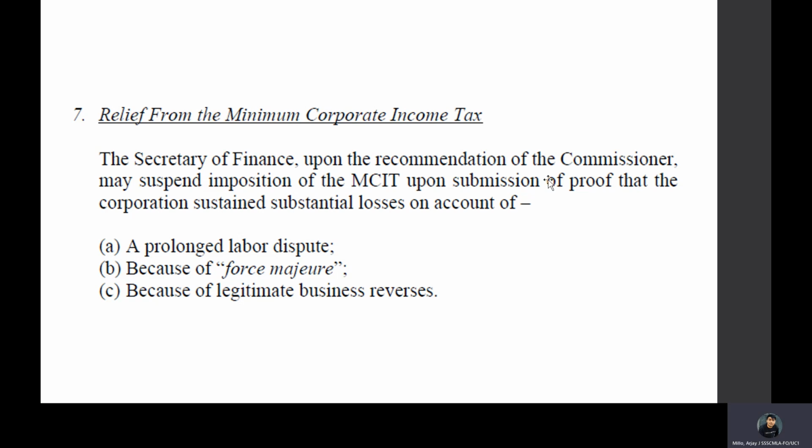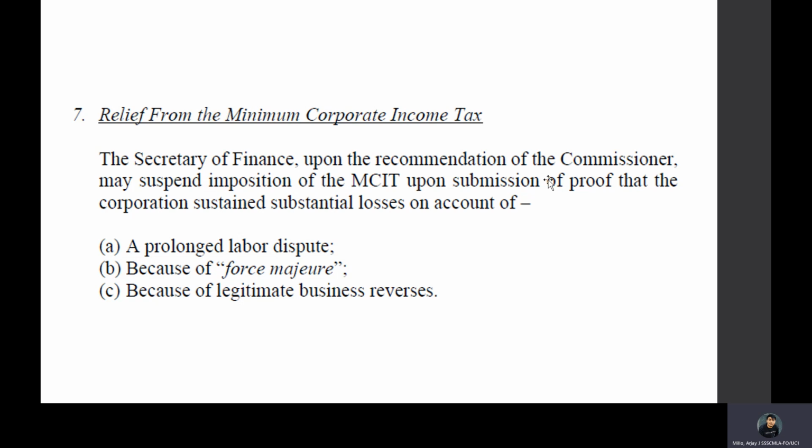Meron din tayong tinatawag na relief from minimum corporate income tax. So the Secretary of Finance, upon recommendation of the Commissioner, may suspend the imposition of MCIT upon submission of proof that the corporation sustained substantial loss on account of the following. So pwede naman yun i-waive ni Commissioner, no? Pero meron lang mga corresponding process, of course, na need mong i-follow. May mga documentary requirements ka din na need na i-submit para ma-i-waive yung minimum corporate income tax imposition.